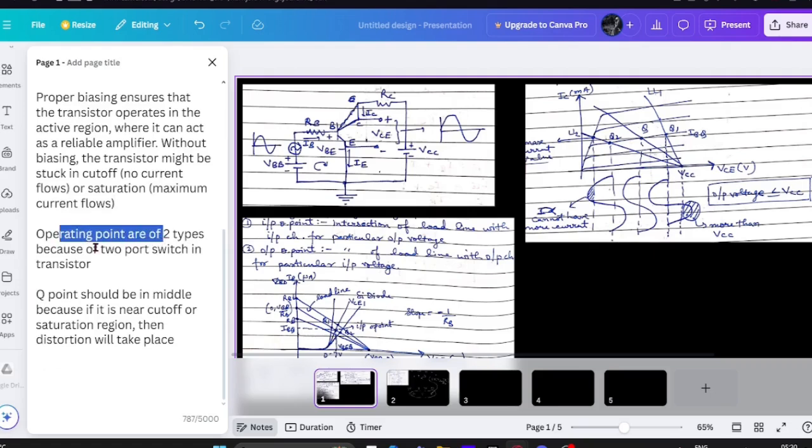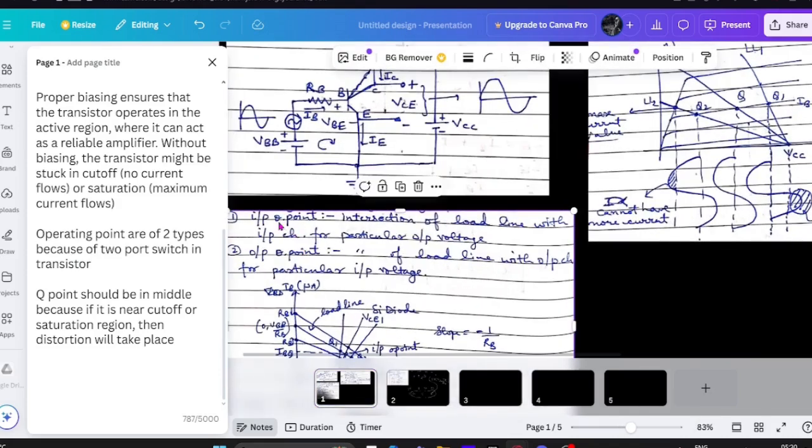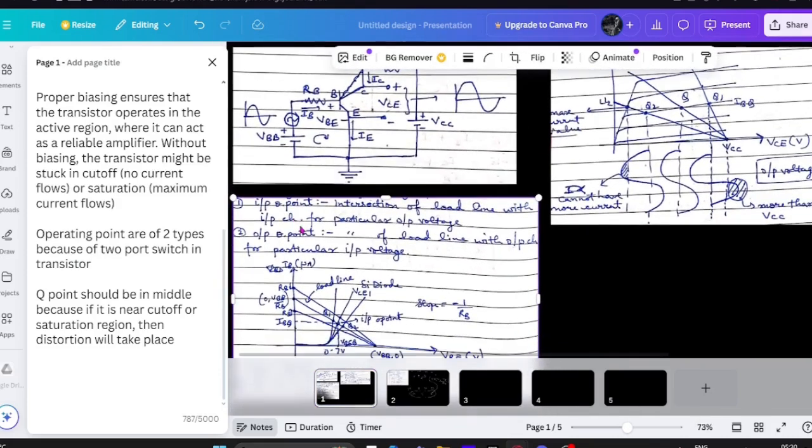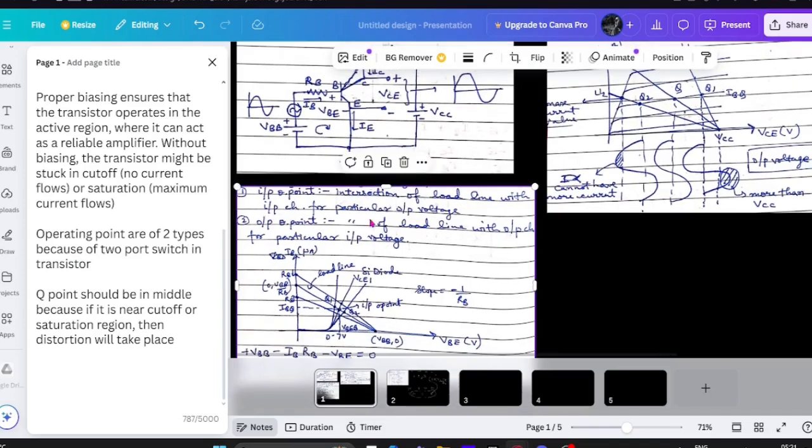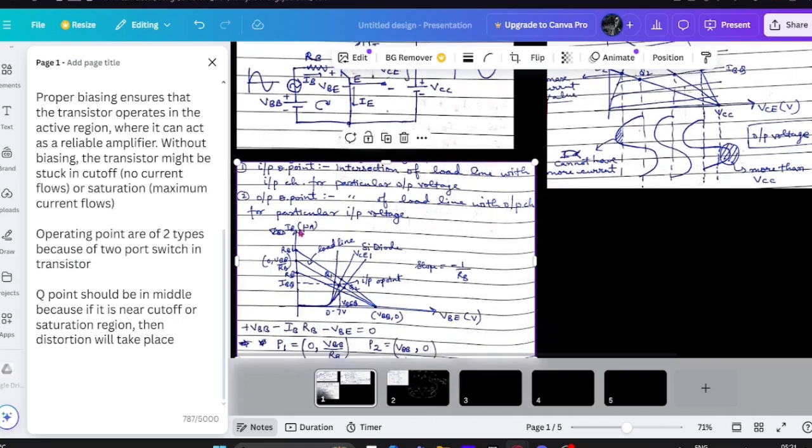Operating points are of two types because of the two-port nature of the transistor. One is the input operating point, that is the intersection of the load line with the input characteristics for a particular output voltage. The other is the output operating point, the output Q point, that is the intersection of the load line with the output characteristics for a particular input voltage.